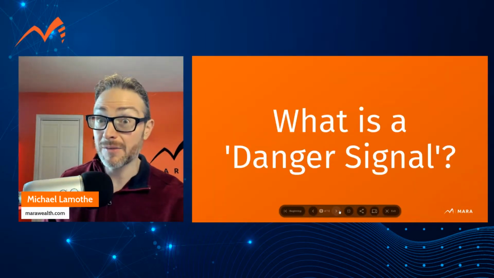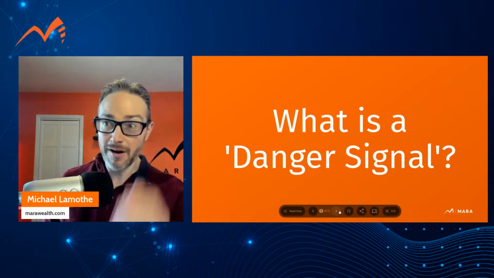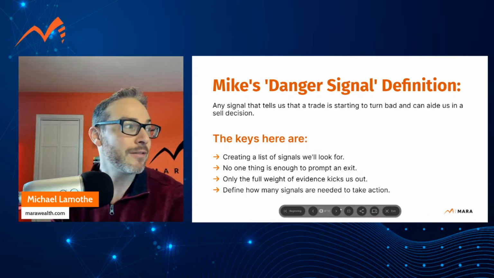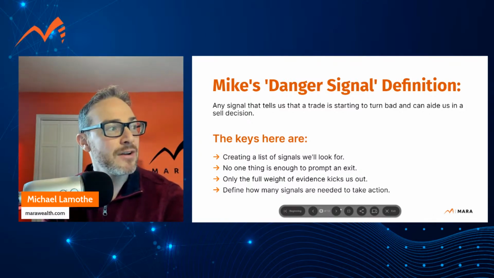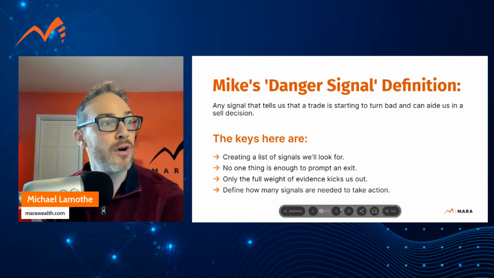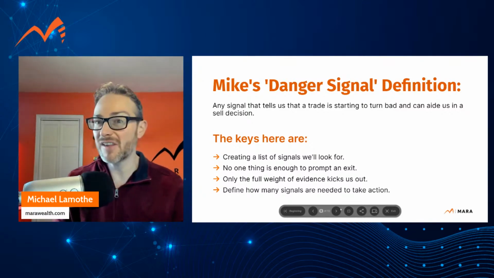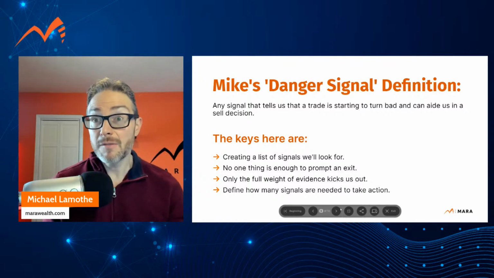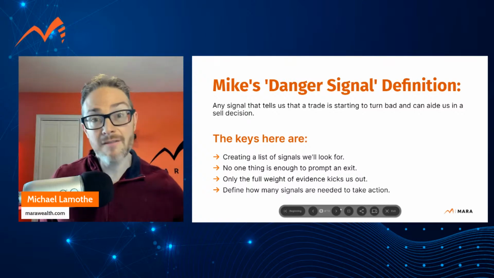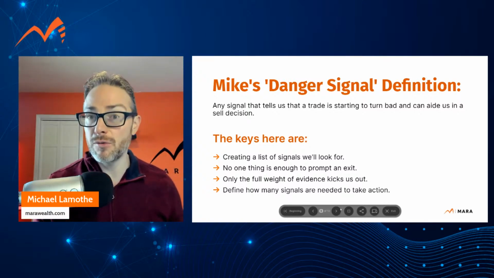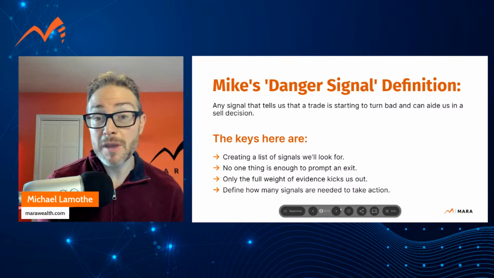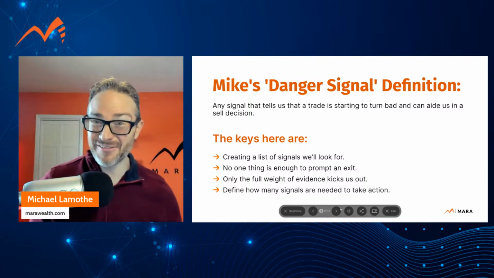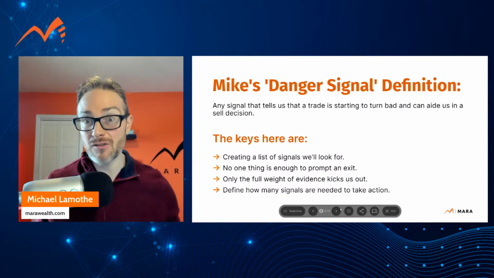All right. So, what is a danger signal? Here's Mike's definition of a danger signal. That's me. Any signal that tells us that a trade is starting to turn bad and can aid us in a sell decision. It's kind of vague, right? It's meant to be vague, because you can have any kind of danger signal that you want. We have loads of people watching this from all over the world. All of us are going to be looking at slightly different things, and you're welcome to have any kind of danger signal that you want.